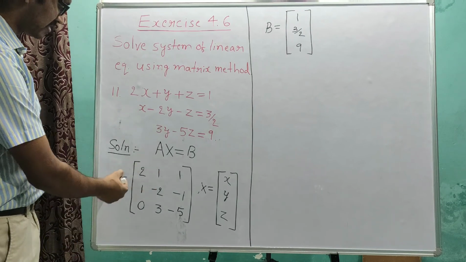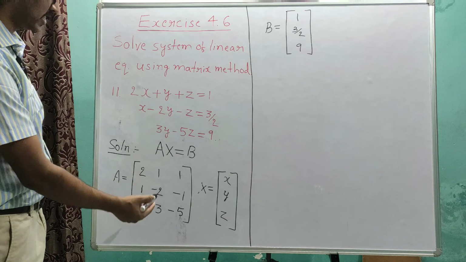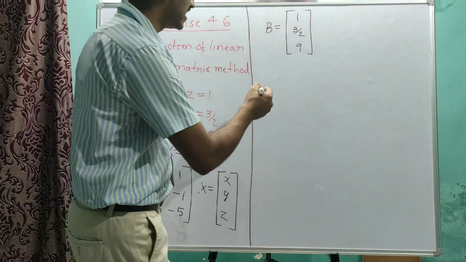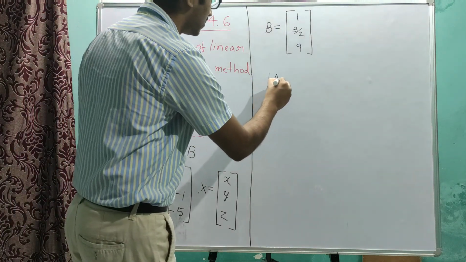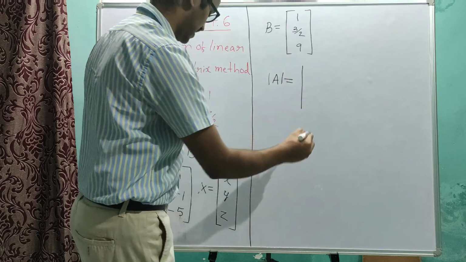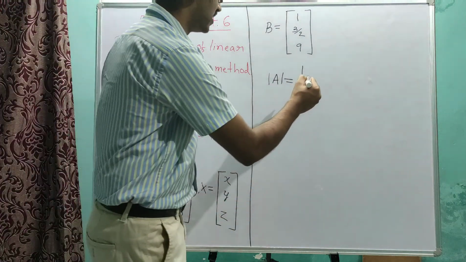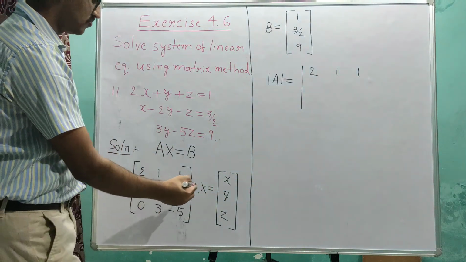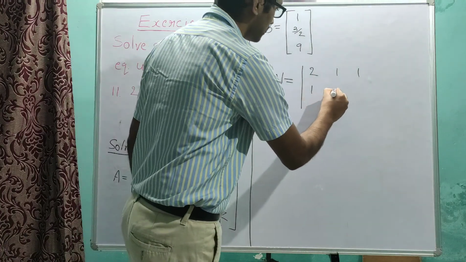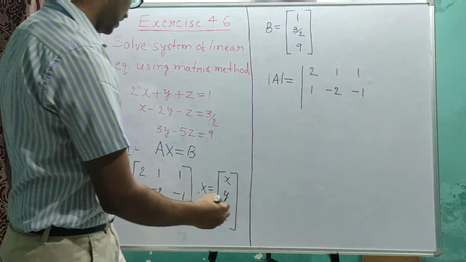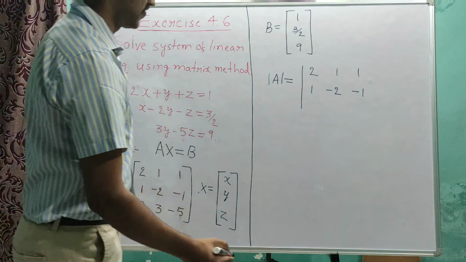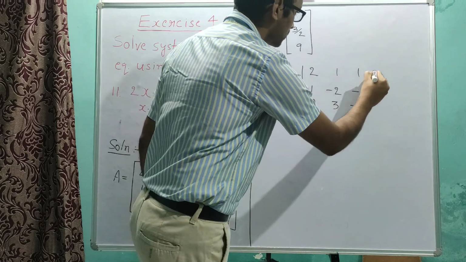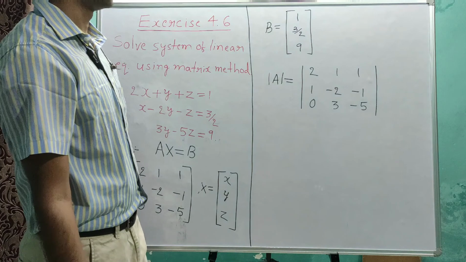Now let us check whether the matrix A, that is coefficient matrix, is singular or non-singular. So consider the determinant of A. So determinant of A is equal to determinant of 2, 1, 1; 1, minus 2, minus 1; 0, 3, minus 5. So this is the determinant of A.